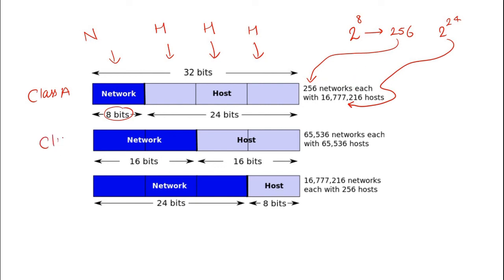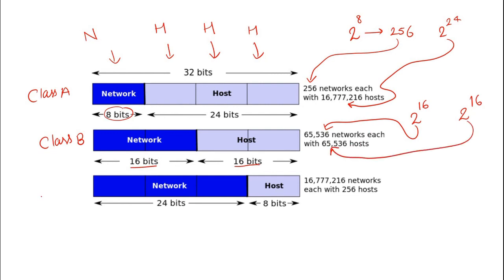Next is class B. In class B, there are equal numbers of network bits and host bits: 16 network bits and 16 host bits. So the number of networks is 2 to the power 16, which is 65,536. Similarly, the host bits give the same value, 2 to the power 16, which is also 65,536.